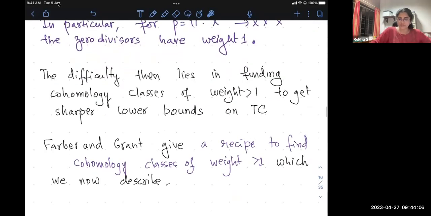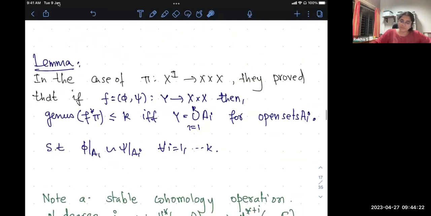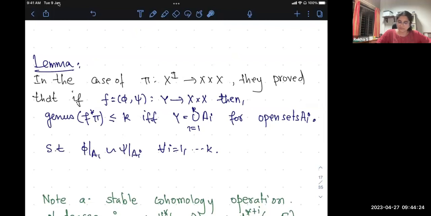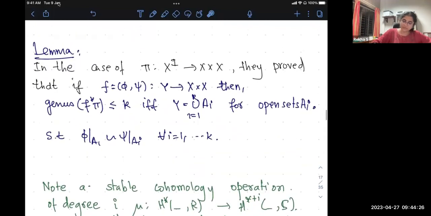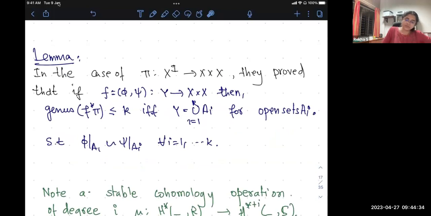So Farber and Grant use the idea of stable cohomology operations to then construct elements of weight strictly greater than 1. Okay, which now we describe. So this is the result that we generalize for TC and k later on, which is why I've explicitly stated this.